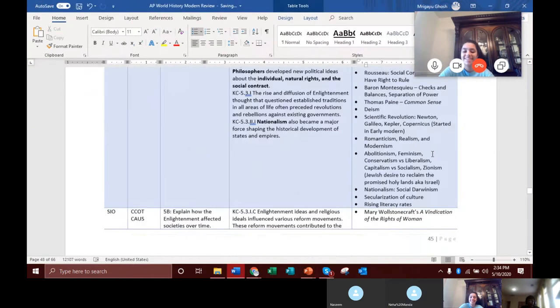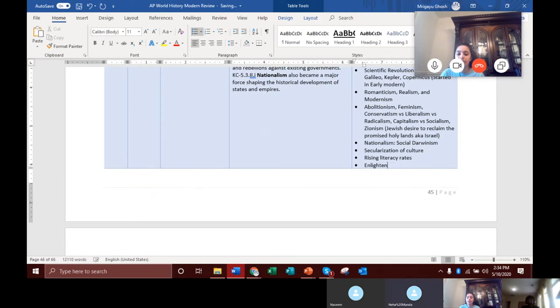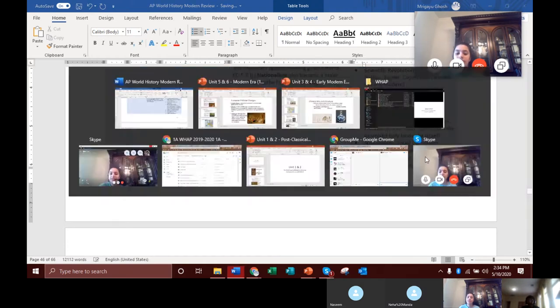So we also had radicals. I forgot to mention that. Conservatism versus liberalism versus radicalism. Oh, one more thing we also forgot to put here was enlightened despots, such as the philosophers.